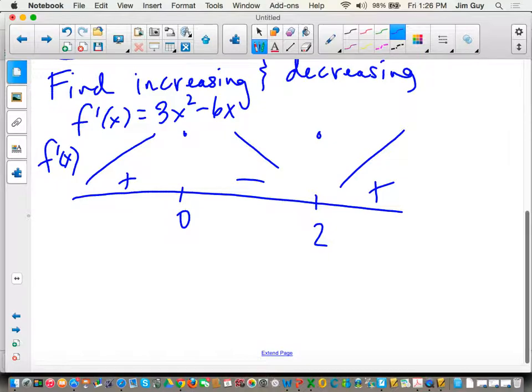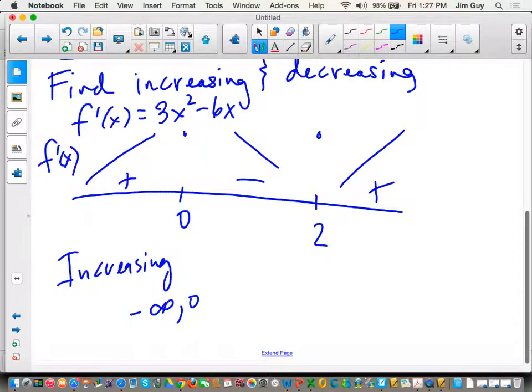Now I got to answer the question. That's not good enough. You can't just take your table and say I'm done. I need to answer the question. The question was, where was it increasing? And they are going to say why on the AP test often. So where is this increasing? Now f prime is less than 0. These are x values here. Let's use interval notation. So from what to what is it increasing? Negative infinity to 0.